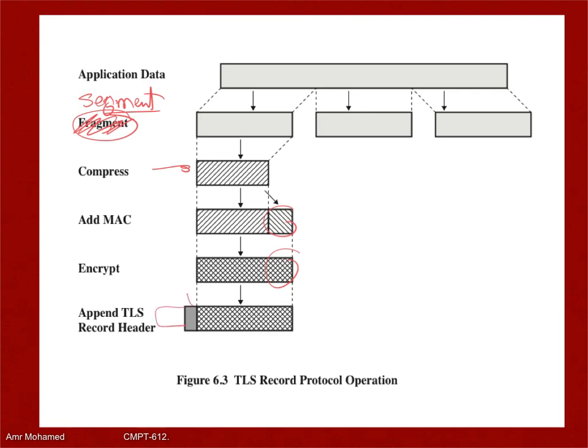First we have the TLS header. After we encrypt and everything, we add the TLS header. The TLS header, as we will see, is very simple. It only defines the message type, because this message might be a data message or it might be any of the protocols we talked about, handshaking or alert protocol or whatever. So we'll see.